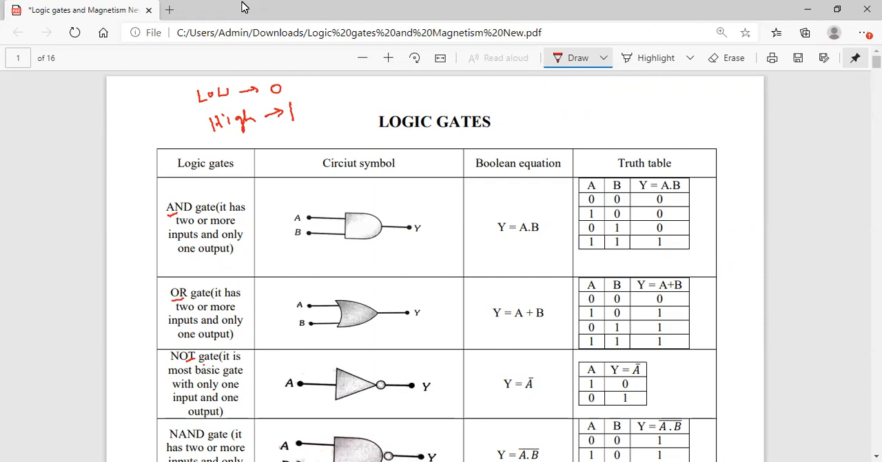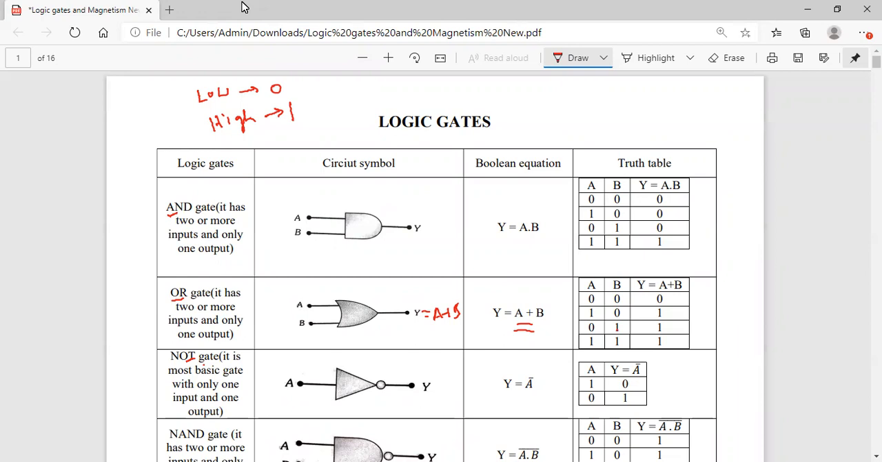Next, the OR gate. This is the circuit symbol of the OR gate, and this is the Boolean equation: Y is equal to A plus B. Now this is the truth table. From this truth table, it is clear that, where A and B represent inputs and Y represents output, if any one of the inputs is high, then the output is high.